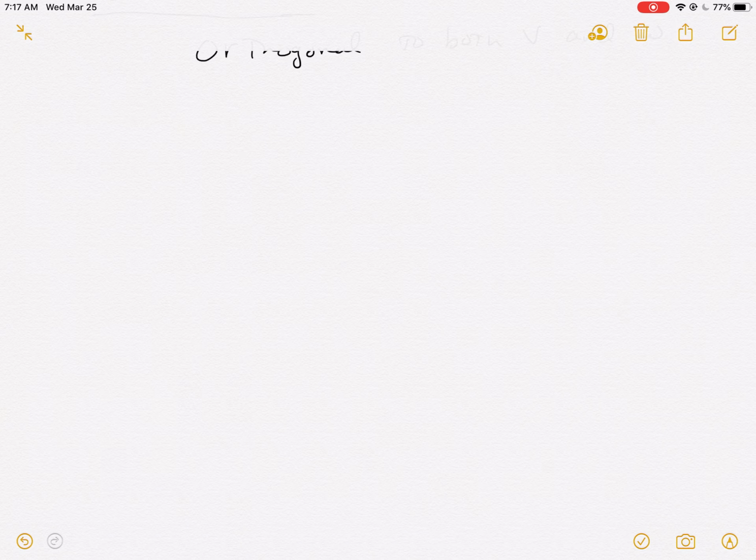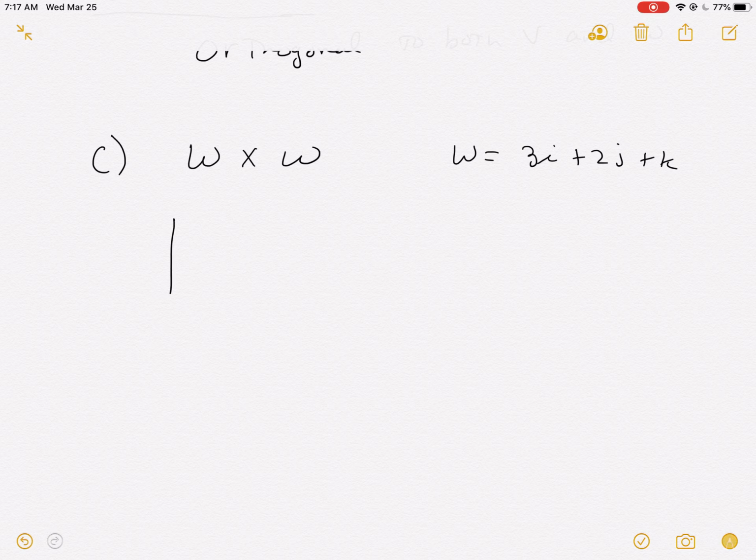If we go and look at something like C, C wants us to take w cross w. If you remember, w was the vector 3i plus 2j plus k for this number 18. And so we can cross a vector with itself. They want you to see what that would look like, and you get the same thing every time. So you could probably just see this once, and then every time you're asked to do it as part C, you know what the answer is, because it wouldn't matter what the vector is.